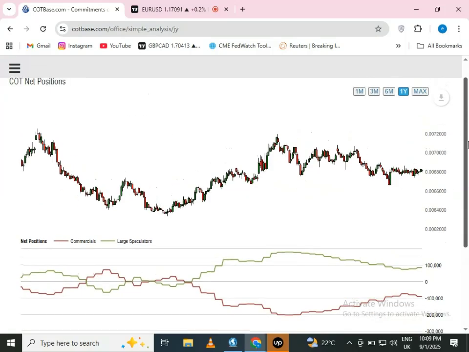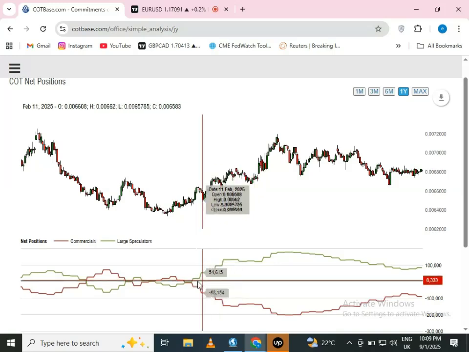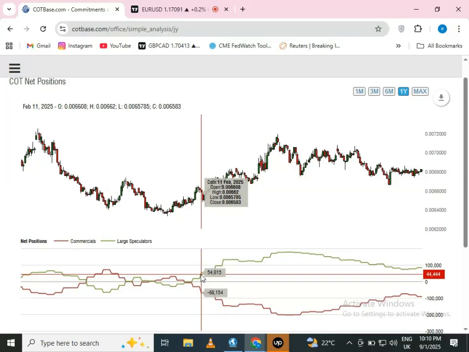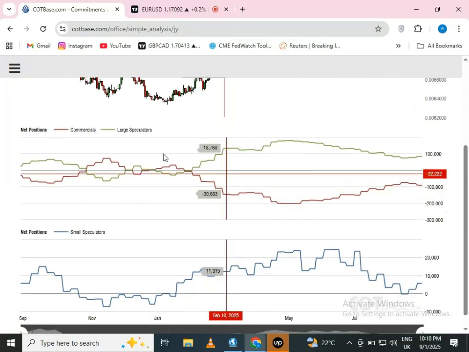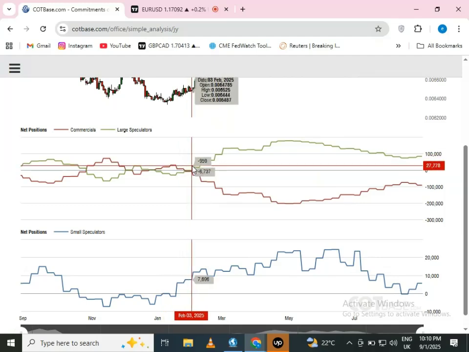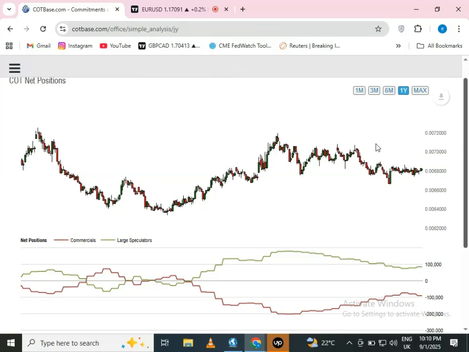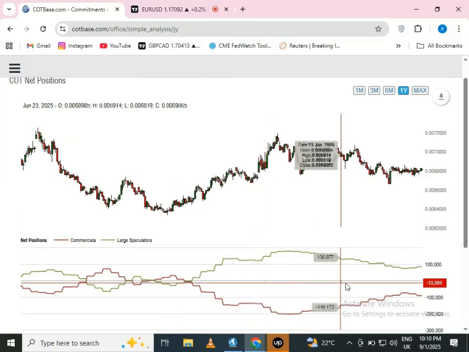Currently now, as I said earlier, on the Japanese yen, the large speculators are buying, so they're buying a lot of contracts on the futures market. You see, they have been buying this futures contract since February, the 4th of February. So it's an uptrend. You can see also in the chart, it's been an uptrend. Currently, right now, the large speculators are still in an uptrend.